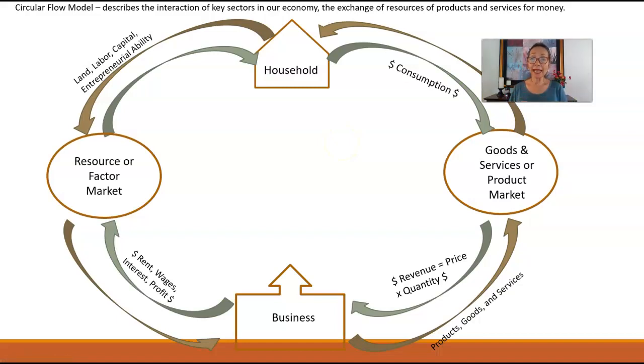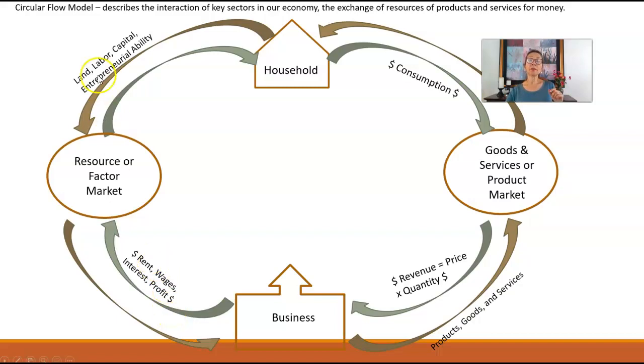Okay, let me give you some definitions. The payment for land is always going to be called rent. The payment for labor is called wages. The payment for capital is called interest, and the payment for entrepreneurial ability is called profits.